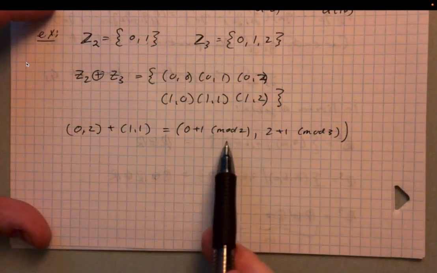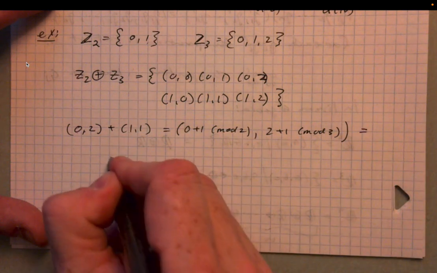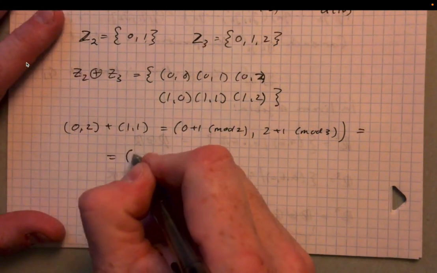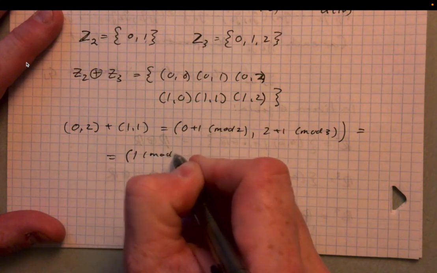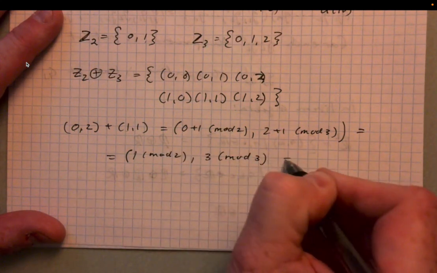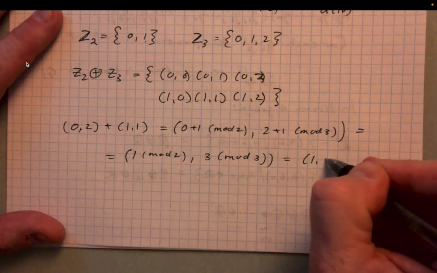Now, it's not necessary that you write mod 2, mod 3 like this. I'm just doing this so that it's clear what I'm doing. But in practice, you don't have to write it like this. You could just do the operation, keep track of it in your head. Right? But this would be 1 mod 2, and this would be, of course, 3 mod 3. And so this would simplify down to 1, 0.